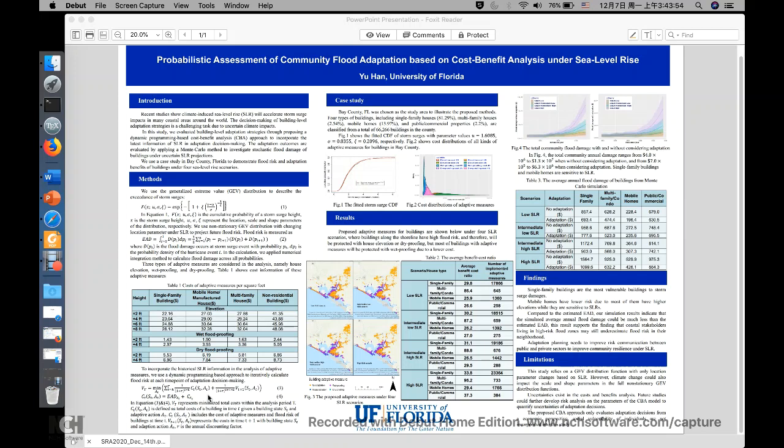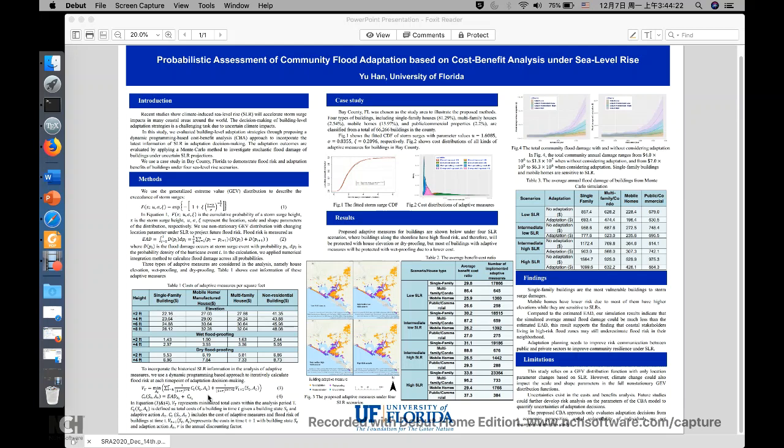Because at each time point of adaptation decision-making, we only know historical sea level rise information at that time point. Therefore, we incorporate that information into adaptation decision-making and calculate the total costs from that point to the end of the analysis period. We use the backward induction approach to accomplish this.